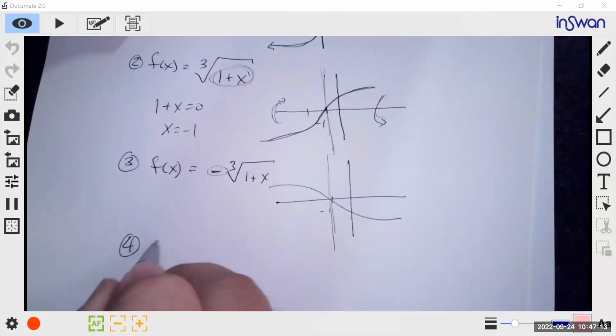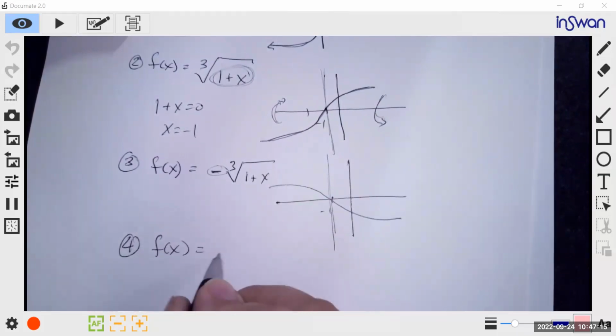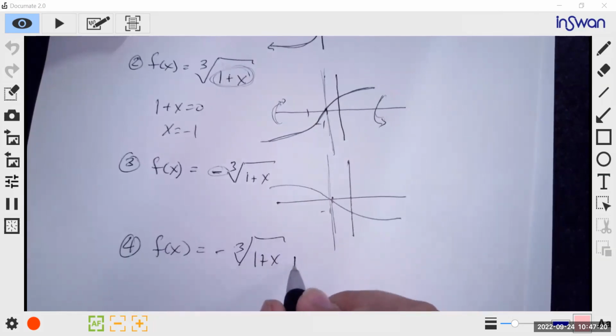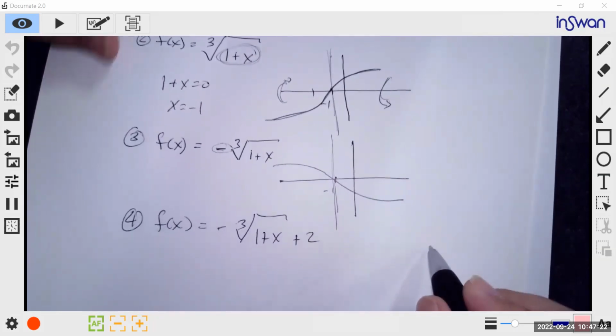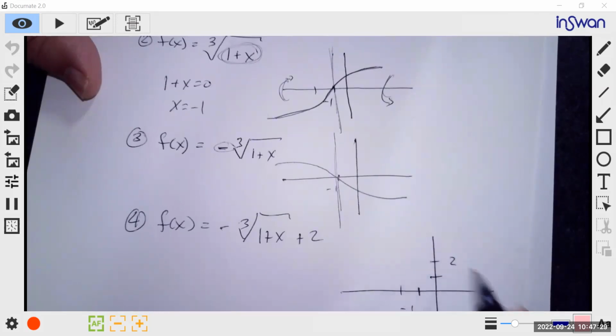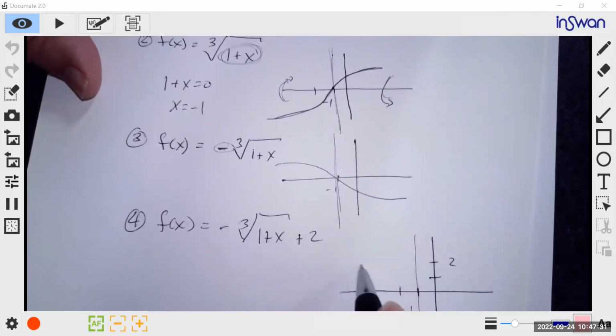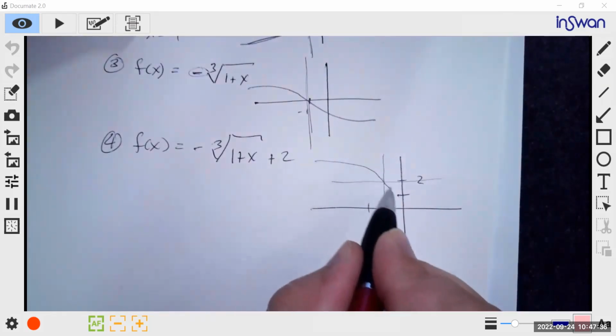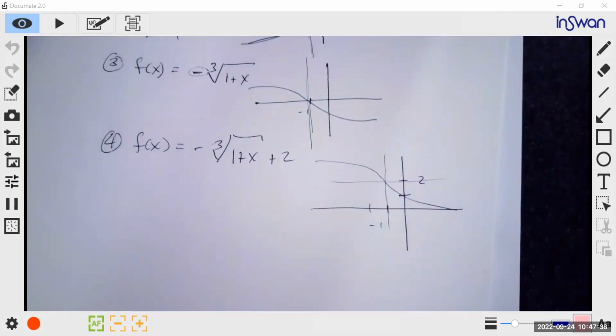Now, the last step. That's where I can do plus two. That means go up two spaces. So there's my new x and y origin. It goes this way, and there's my graph. Do it in pieces. You shouldn't have any trouble with it.